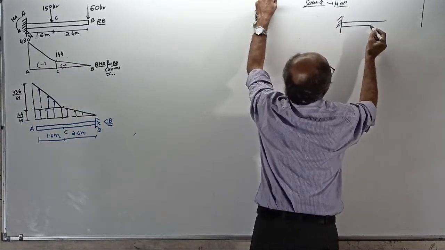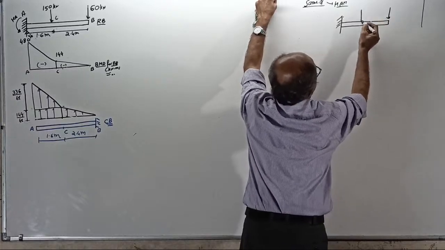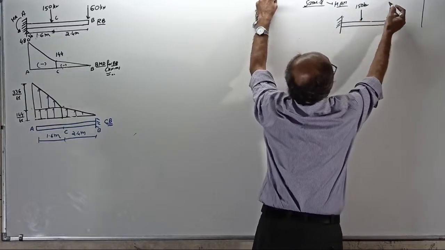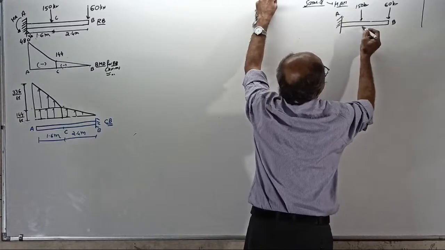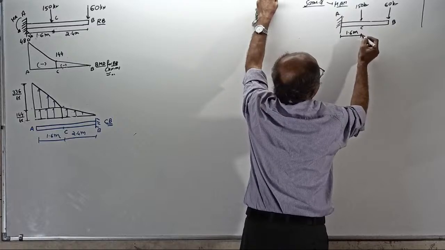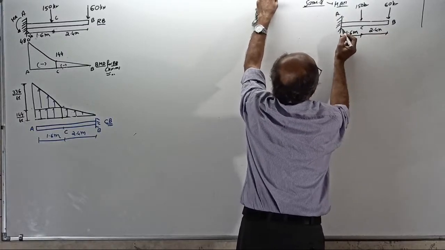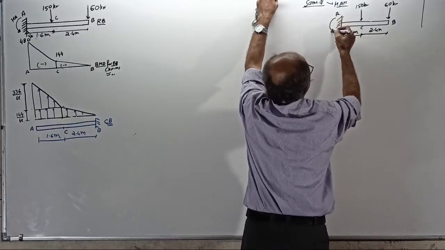Remember now, little changes are there. 1 point load here, 1 point load here. How much? 150 kilonewton here, 60 kilonewton here. This is A, this is B, this is C. This distance is 1.6 meter. This is 2.4 meter. Remember, at the fixed end, reaction VA will be there. Reacting moment MA is there.